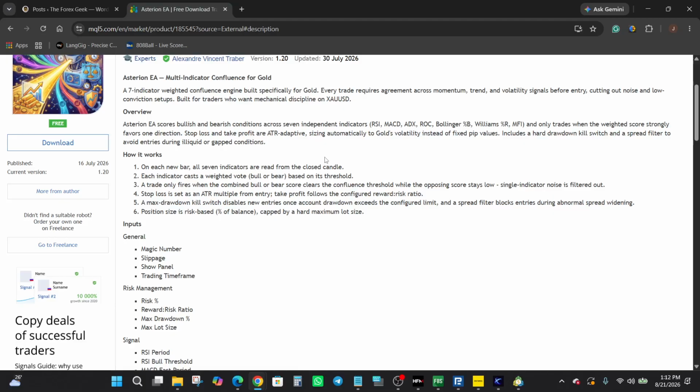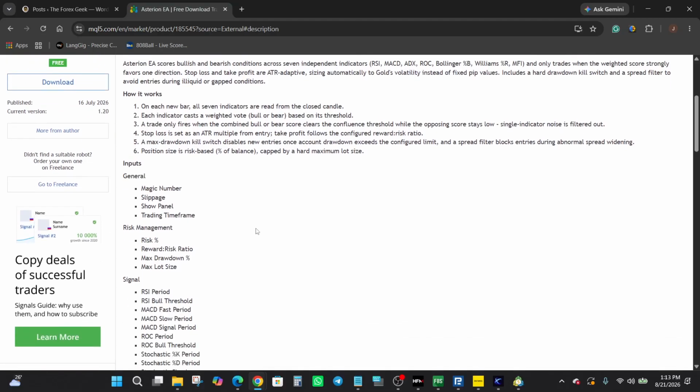Another feature worth noting is the spread filter. The developer says this can block entries when spreads widen beyond the configured maximum, which is particularly relevant for trading conditions where execution costs can change significantly. Okay, so the settings also include a trading time frame, along with the various indicator parameters and thresholds.